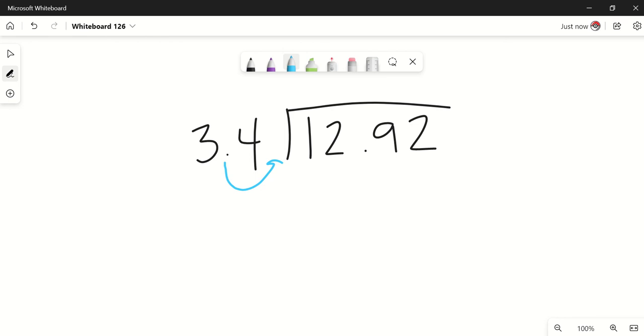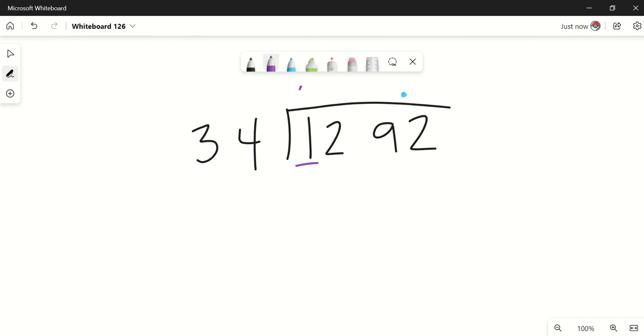Whatever happens on the outside, happens on the inside. Our dividend is also a decimal, so it's just going to jump once this way. The decimal will go straight up in the answer here. I'll erase all of this, and now it becomes 1,292 divided by 34.